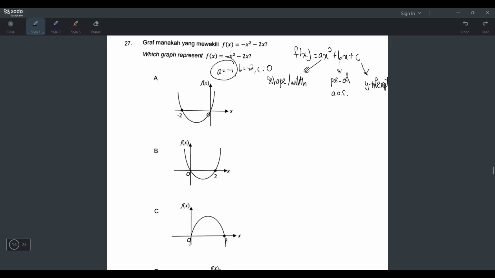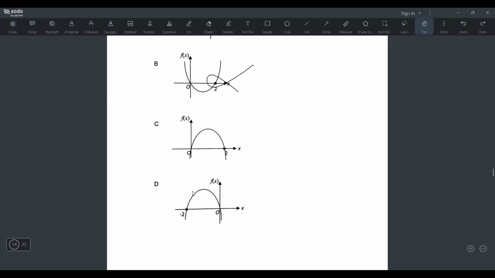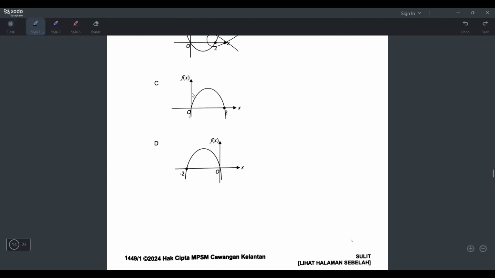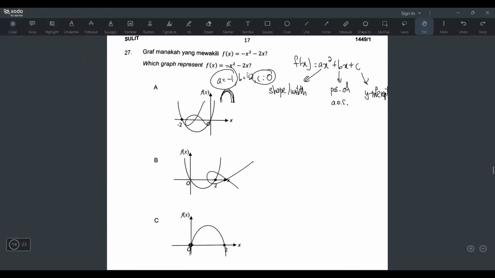So a = -1 means the shape will be like this, okay? Because the a is negative, it's like a sad face. So A is confirmed wrong already, B also wrong already. So it's either C or D, right? Okay, now you look at the c. The value of c will tell you the y-intercept, 0. But if you look at C and D, they both have the y-intercept 0, 0, right? So I think I have to look at the b, right?